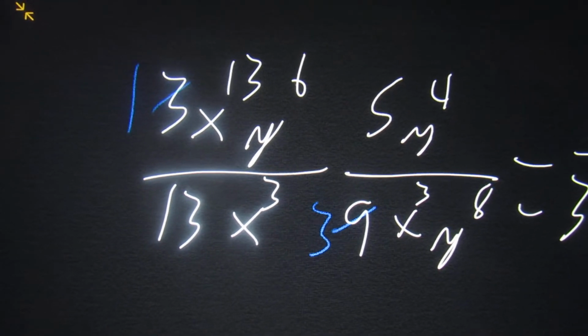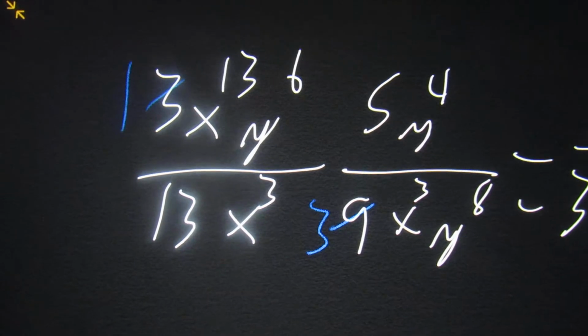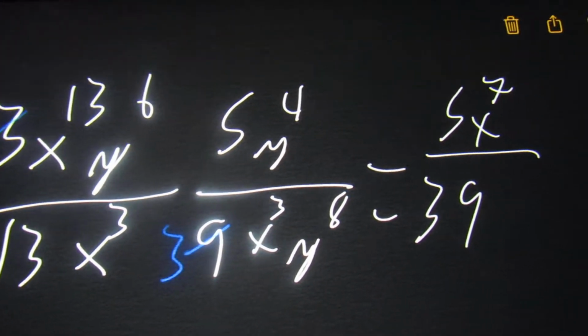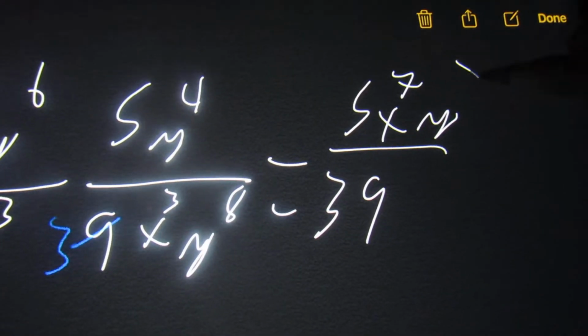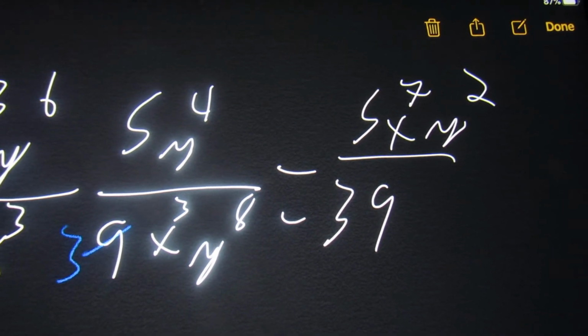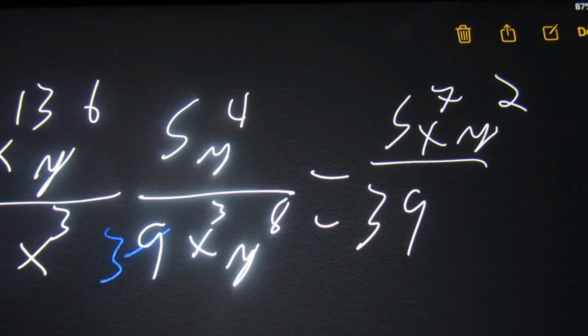Since we have more x's on top, they stay on top. For y's, we have 6 plus 4, which is 10 on top, and we have 8 on bottom, so our y's are also going to stay on top. And it's going to be 10 minus 8, which is 2. So we have 5x to the 7 y squared over 39.